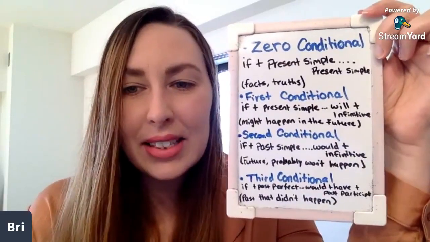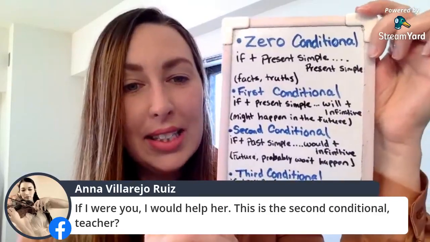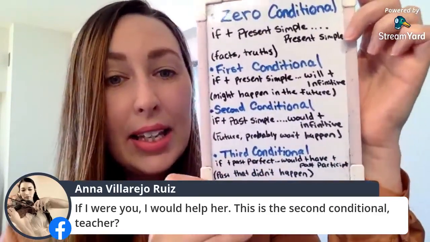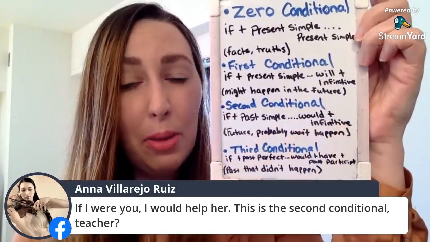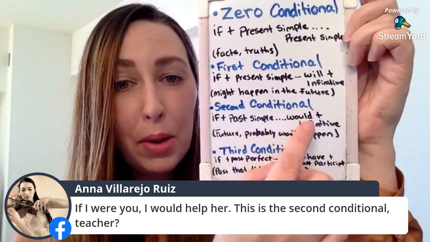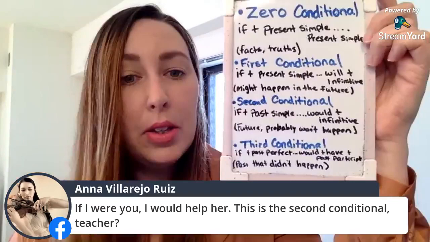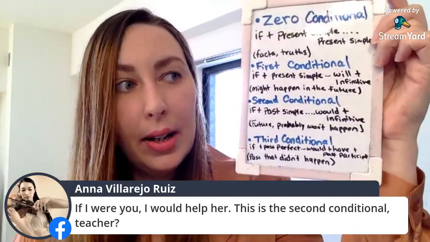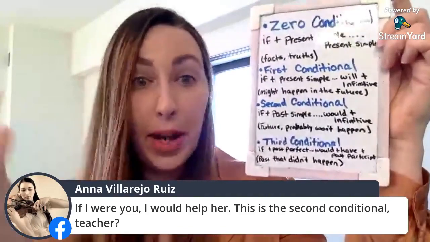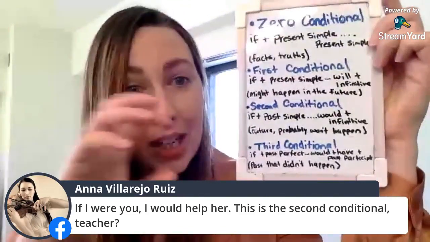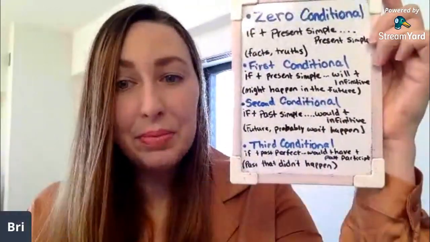Oh, okay. Yes. Hold on one second. If I were you, I would help her. This is the second conditional. Yes. So if I were you, I would help her. Very good. So if plus past simple, would plus infinitive. Going along with the other question, you could say, if I were you, I could help her. That maybe changes the meaning of the sentence, but you could use it, right? Okay. Very good.